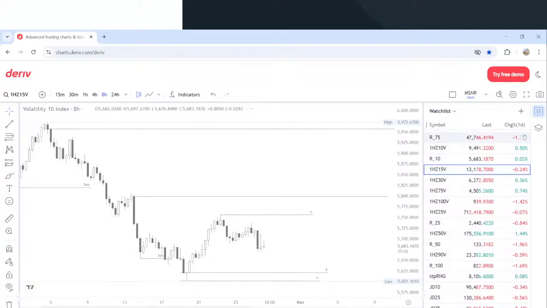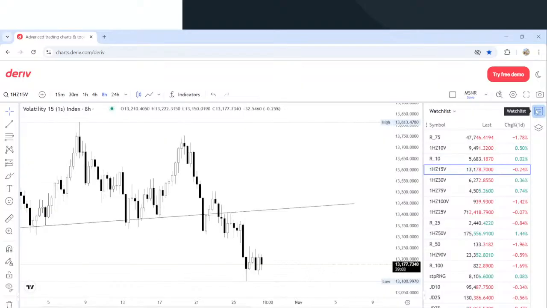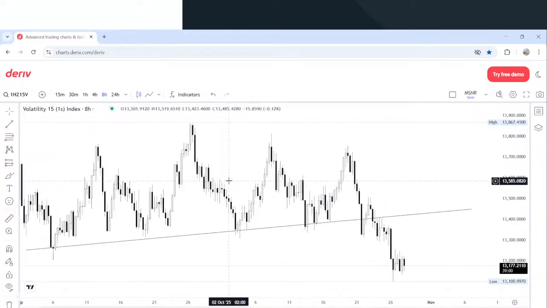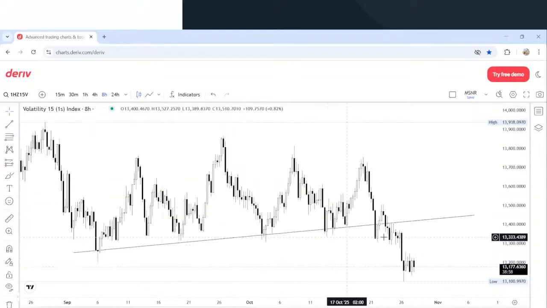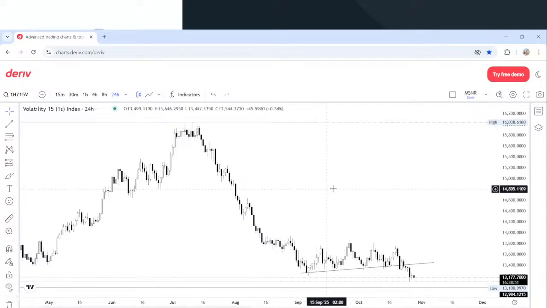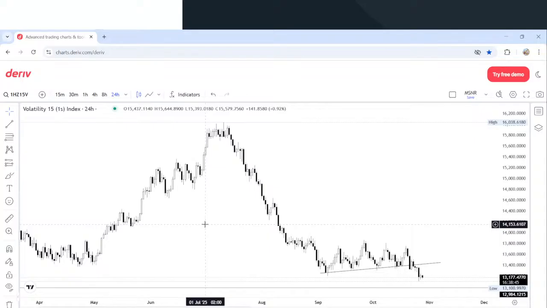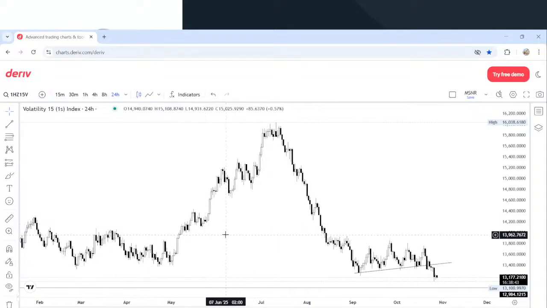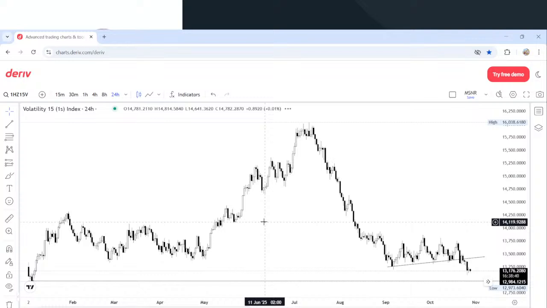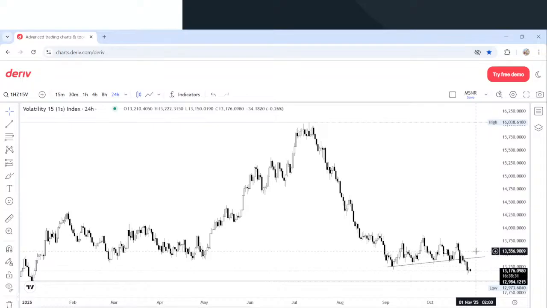V10, then we go to V15S. V15S was tapping on this trend line, and yeah, it's still going down. It's still on a downtrend. So on the V15S, we're just waiting for this point. You see this point here, it's a strong daily support. So we just wait until it reaches here.